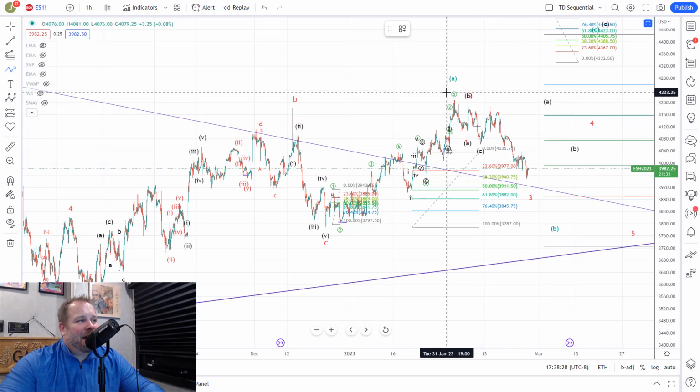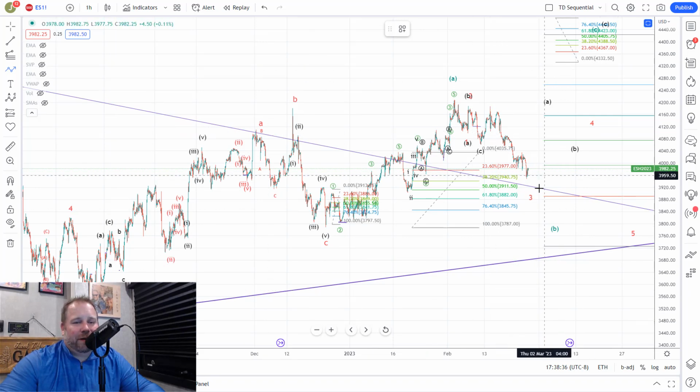So again, this complex top here with lots of overlapping, as well as the need for another high to complete this structure off of the low, is what's really throwing a wrench in the works.